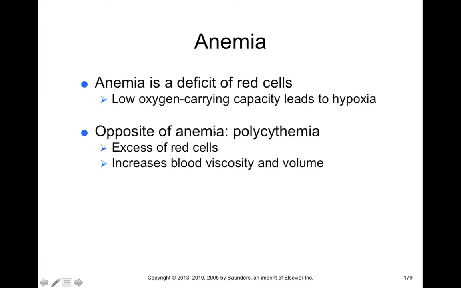Now, the opposite of anemia is called polycythemia, and this is due to an excess of red blood cells. And so in previous chapters, we talked about how there was a condition called polycythemia vera, which was a cancer of the stem cells that create red blood cells. But polycythemia means an excess of red cells, and you might wonder, well, why is this a bad thing? Well, too many red blood cells in your bloodstream can make your blood more viscous or more resistant to flow, and also increase blood volume to the point where you could have high blood pressure.